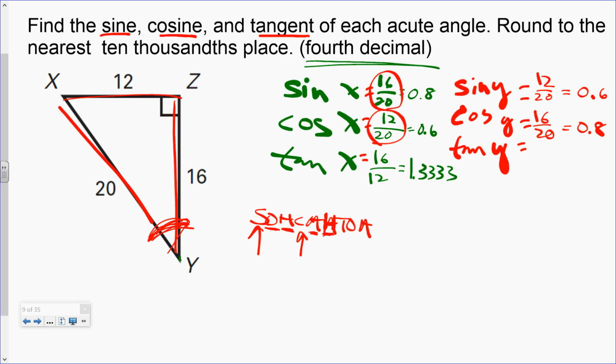Tangent of y. Opposite over adjacent. Opposite of y is 12, adjacent is 16. 12 divided by 16. Someone with their calculator, please. 12 divided by 16. Nice. We got all 6 ratios.